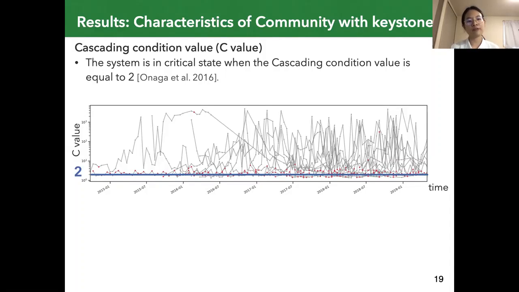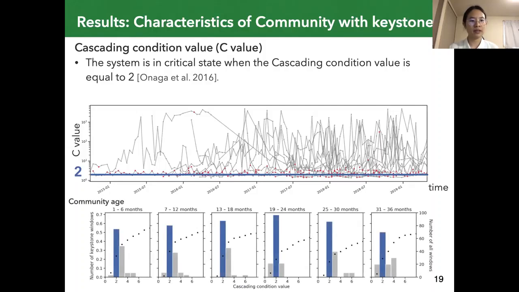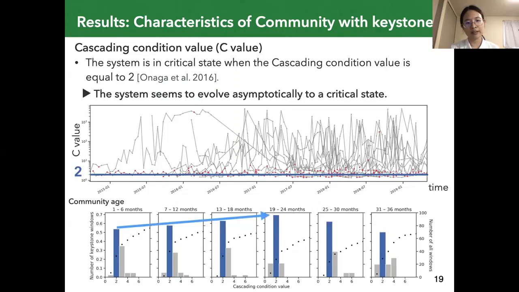We then move further to find out how C value relates to the community growth process. So we plot the distribution of C value in each community age. The critical state is plotted as blue bar. From this figure, we notice that the density of keystone windows at the critical state increases with the community age. This result suggests that the system seems to evolve asymptotically to a critical state.